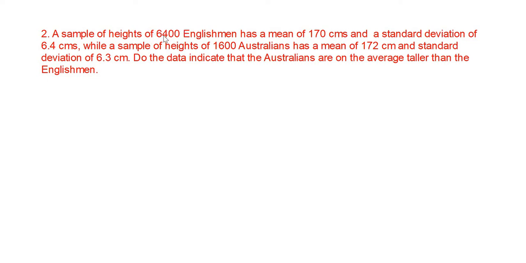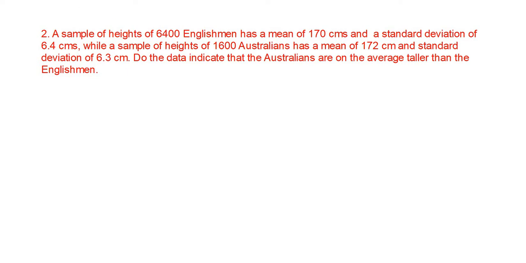So now we have N1, N2, X1 bar, X2 bar, S1 and S2. Here the N values, N1 and N2, are greater than 30, so it is coming under large sample. In large sample, we are going to check the difference between means. That is the question, do the data indicate that the Australians are on the average taller than the Englishmen? So we are going to check the mean here, so it is coming under the topic test for significant difference between two means.